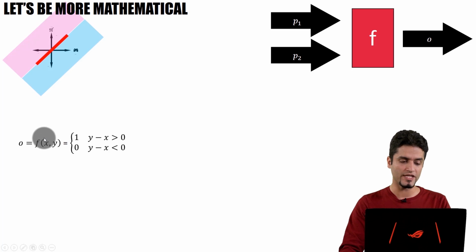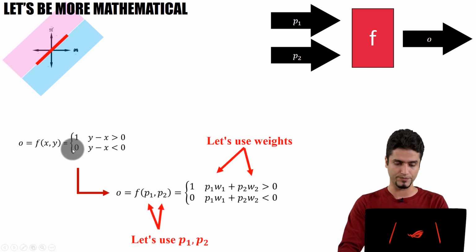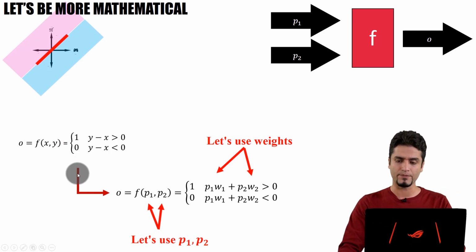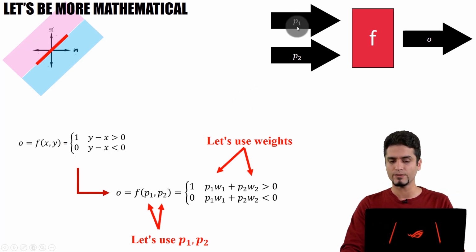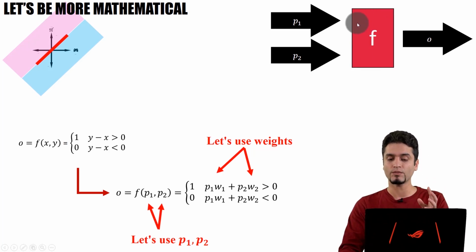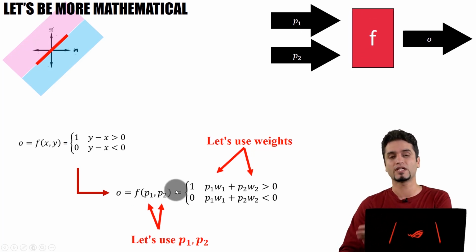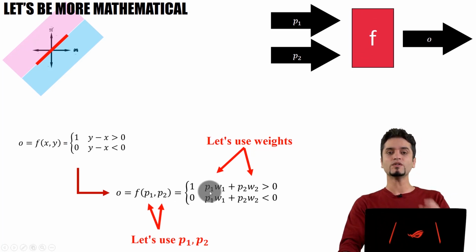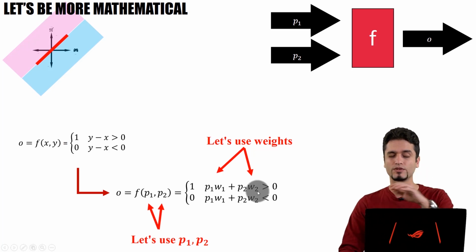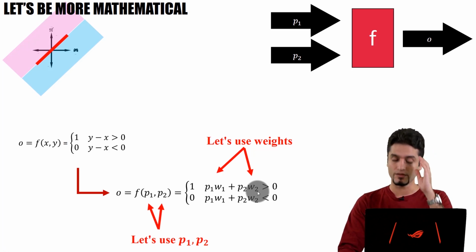And I've got a function here, f of x and y, or O is equal to f of x and y equals that equation. So the first step is to change those inputs to P1 and P2. I've got f now instead of that question mark. The output is O, the inputs are P1 and P2. So parameter 1 and parameter 2. So I'll be using P1 and P2, W1, W2, all these notations and symbols throughout the course. So make sure to listen carefully and make sure to understand their main purpose.